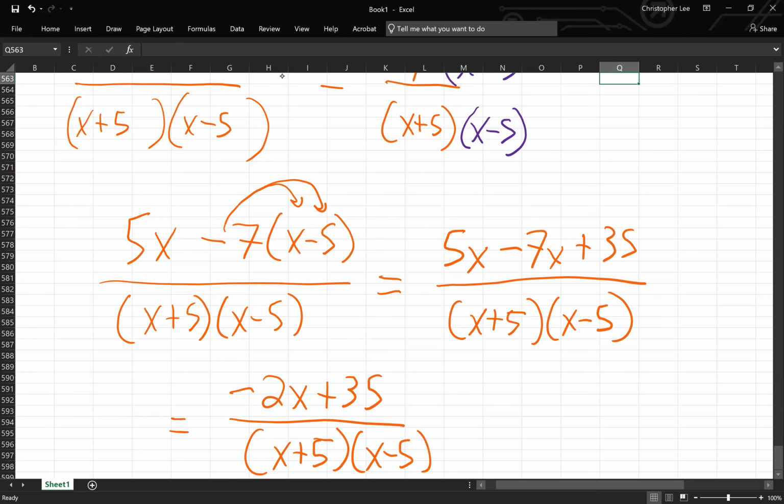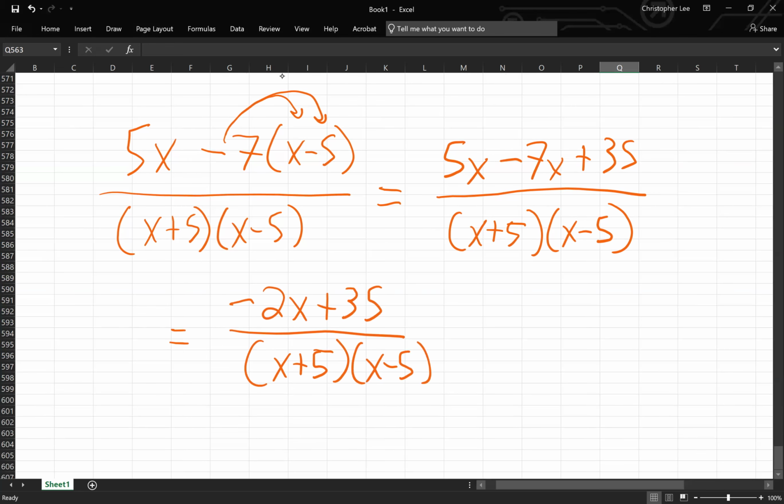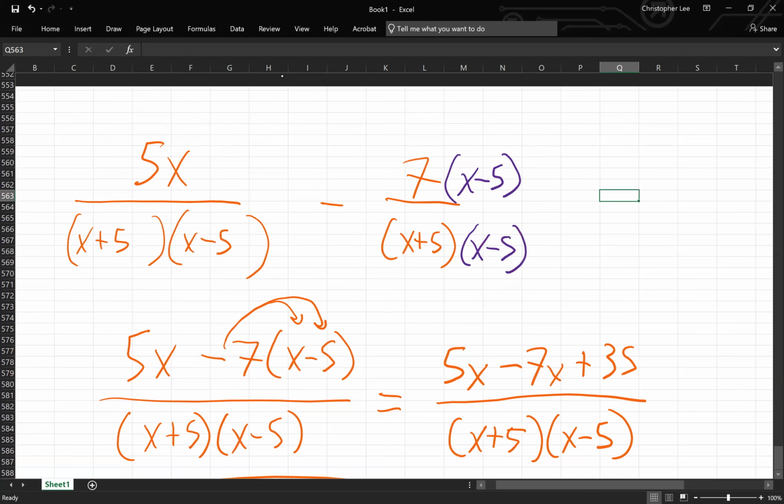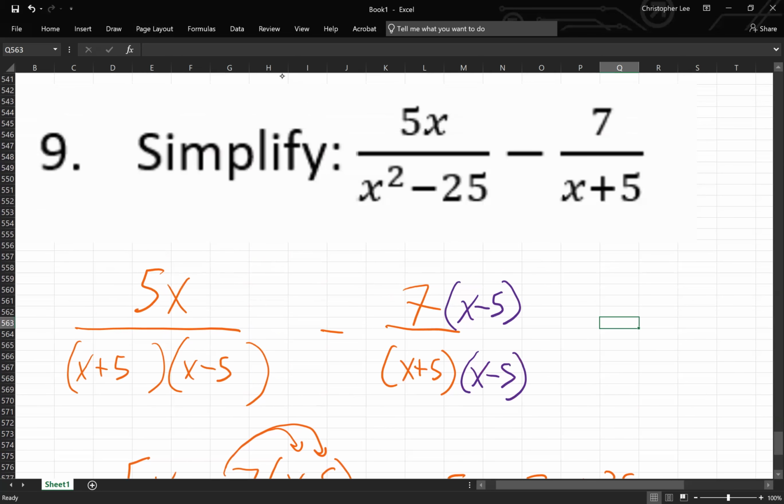Here's my question. Is there a greatest common factor between negative 2x and 35? All right, nope, so I'm done. That's it. You can leave the denominator split like that. It's easy to see that there's nothing that can cancel out with it from the top. All right. Questions on this? This one was subtracting rational expressions.